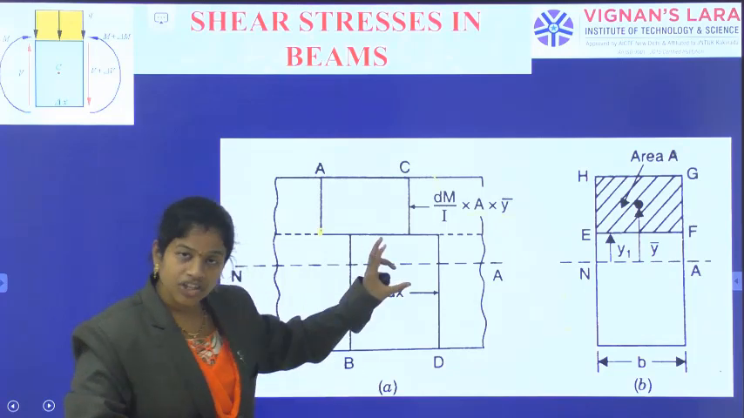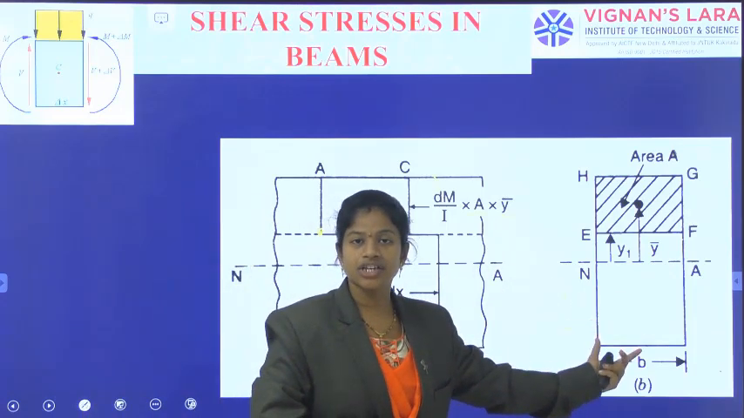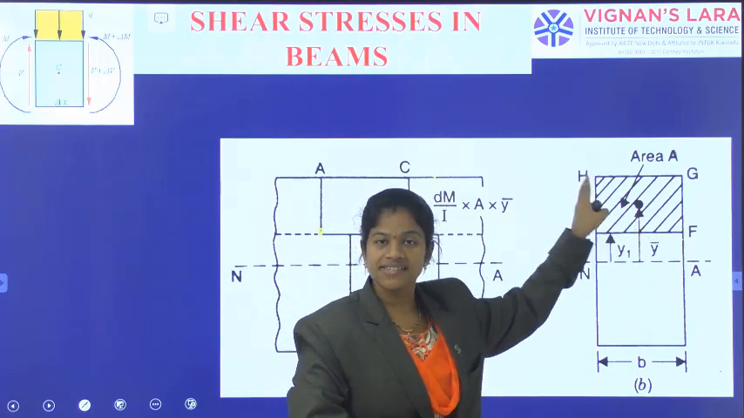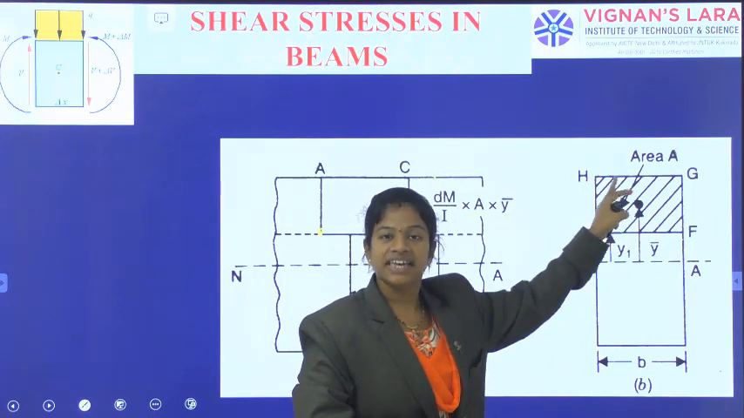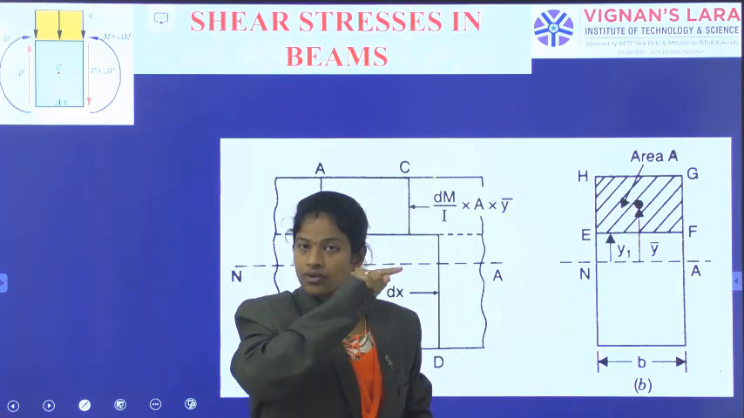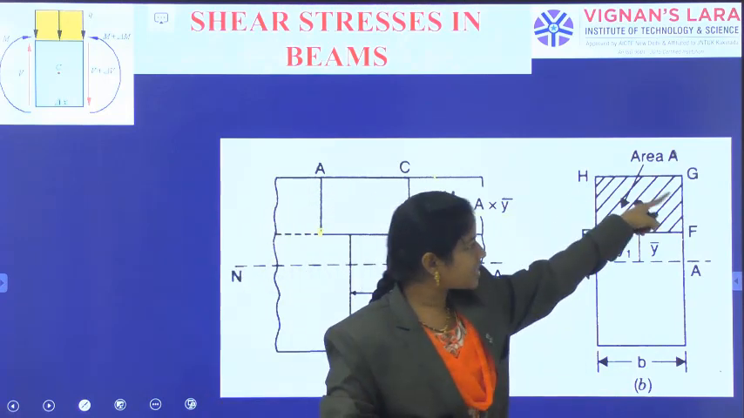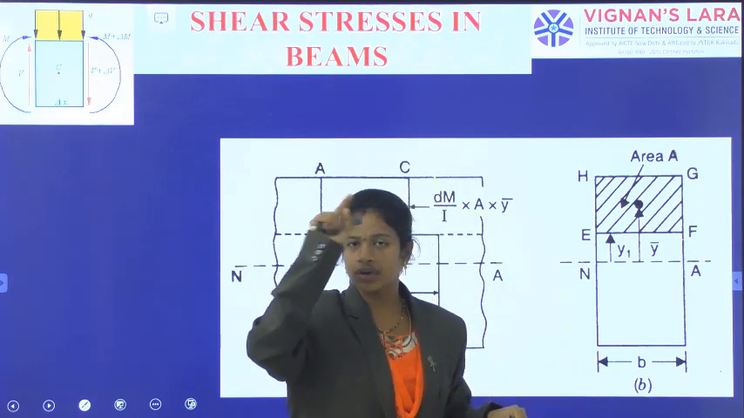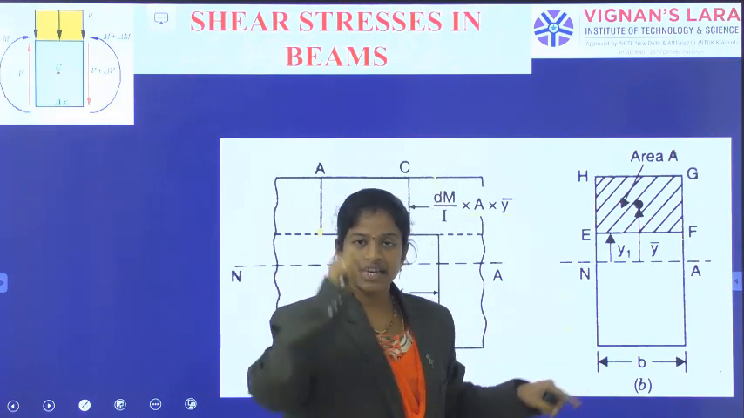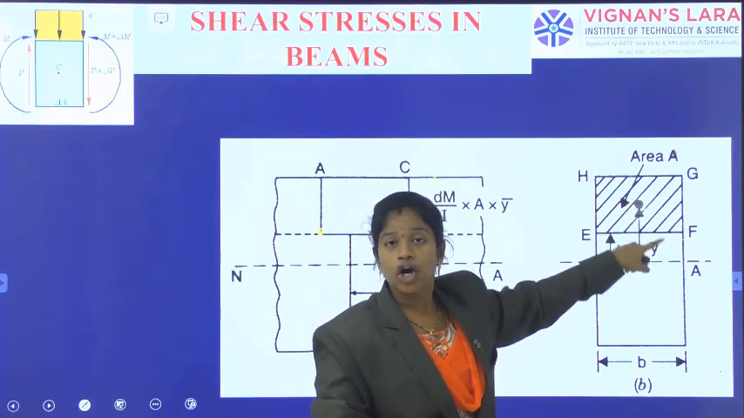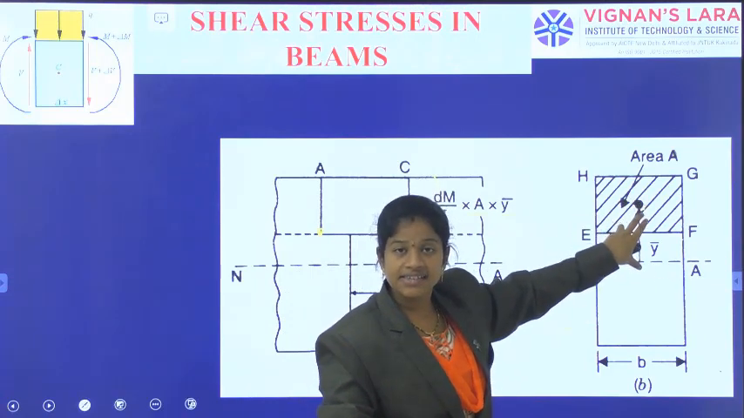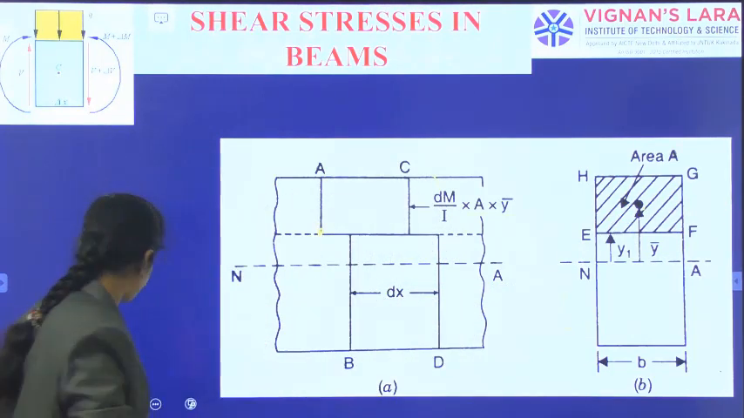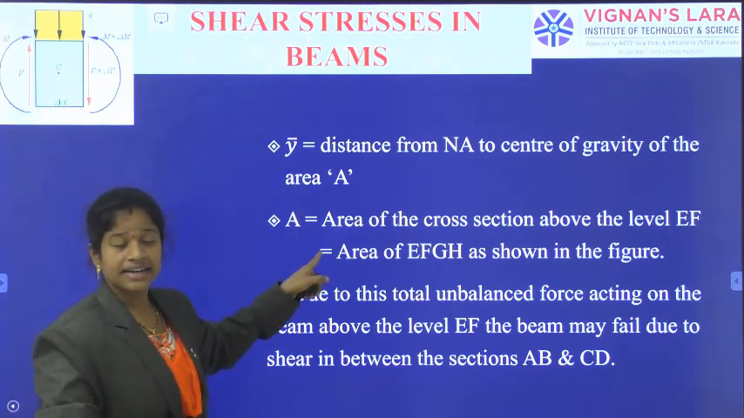That capital A, when you see the cross sectional view, you can observe the EF level. Above the EF level, some shaded portion is there. So that shaded portion's area is capital A. Above the level EF, the shaded portion's area is capital A, and that portion has some center of gravity. From the center of gravity of the area to the neutral axis line, the distance is called y bar. So this y bar and this A we have given.